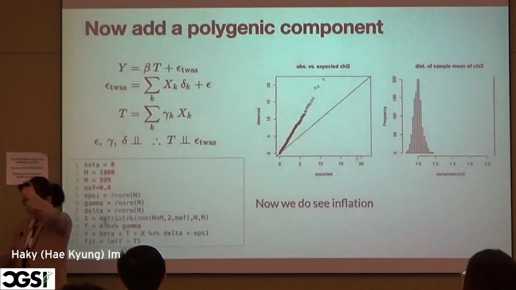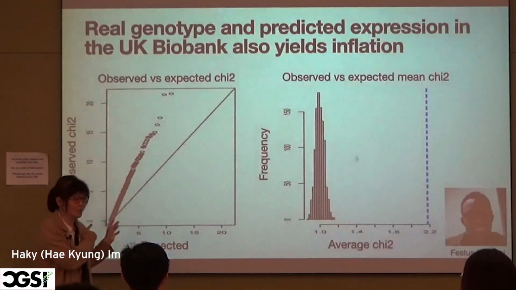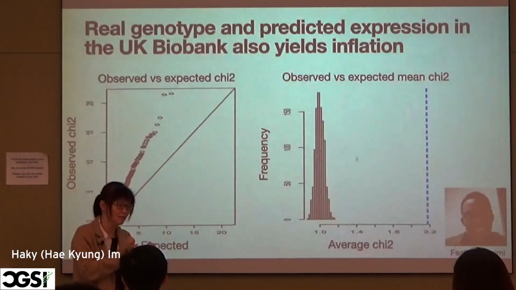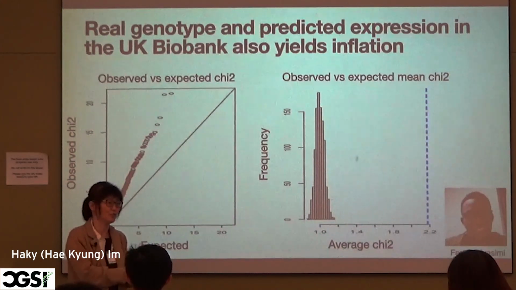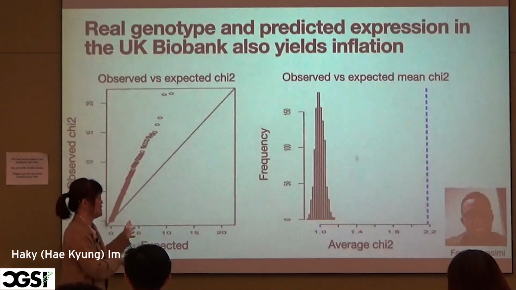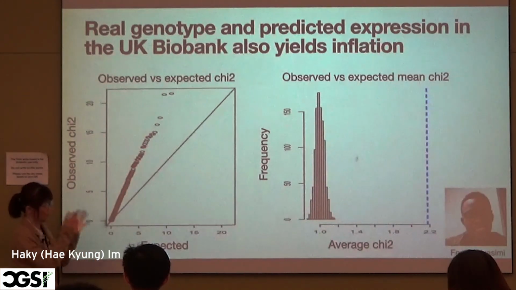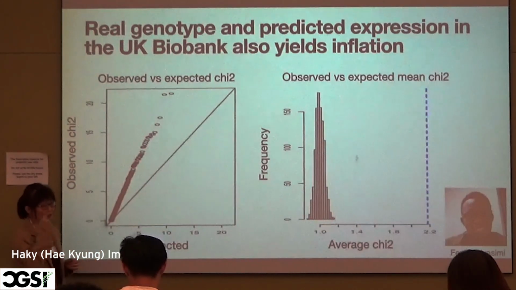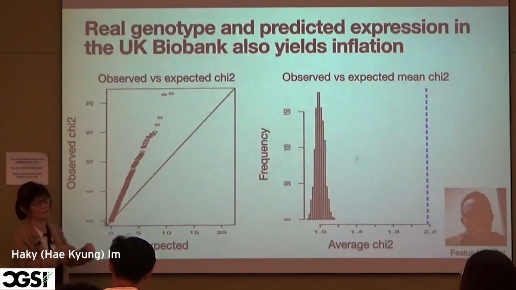Okay, so what do we do with this? That was simulation, right? But that was the simplest possible simulation, where you wouldn't expect inflation and you do see inflation. So here is using UK Biobank data. You take UK Biobank data and you take actual expression prediction of one gene in particular.